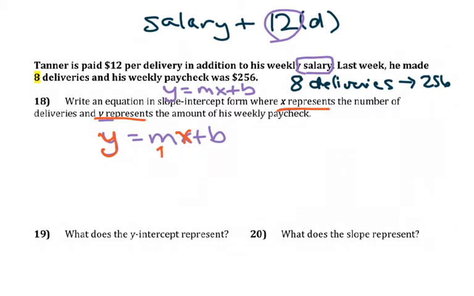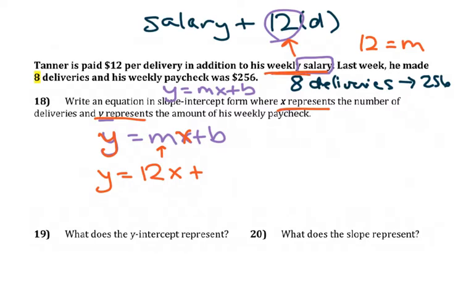The question is, what's the slope? Think about what the slope is. The slope is how much things are changing. So every time he does a delivery, how much does his paycheck change? Every time he does a delivery, he gets $12, and so $12 is the slope. That's how much it's changing every time. So I can say $12 times x plus, now the question is, what does he get for a salary? If he makes no deliveries, he's still going to get money because he gets a weekly salary plus the delivery money. That's the question I don't know.